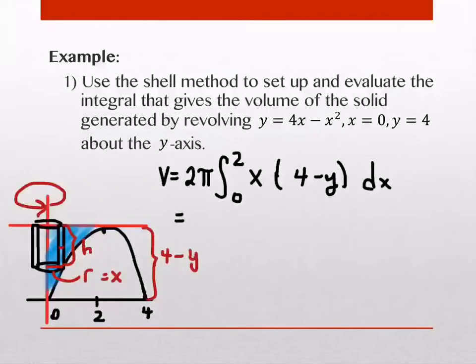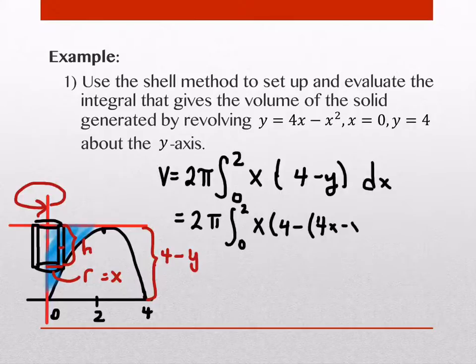So I have my 2 pi, my integral from 0 to 2 of x times 4 minus, and what is y? 4x minus x squared. Yeah, it's 4x minus x squared. It's the equation for y equals, and then I have dx on the end.